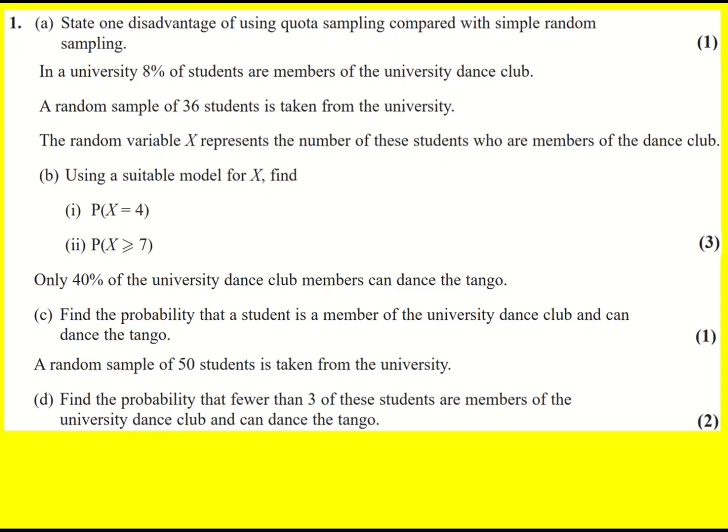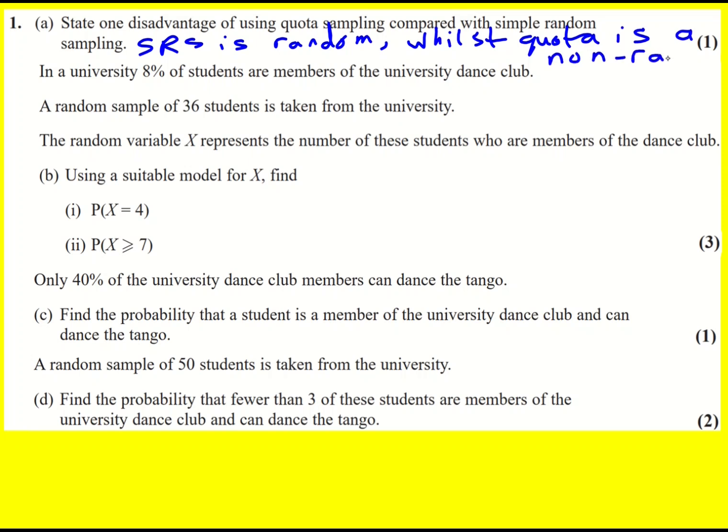State one disadvantage of using quota sampling compared with simple random sampling. Well, simple random sampling, as the name suggests, is random, whilst quota is a non-random method. Essentially, it's a type of convenience or opportunity sample, but you're just trying to fit a certain quota. Maybe you're trying to get a certain percentage of different age ranges or something like that. It's the non-random version of stratified, and that just means it's unreliable. So I just wrote high chance of bias.